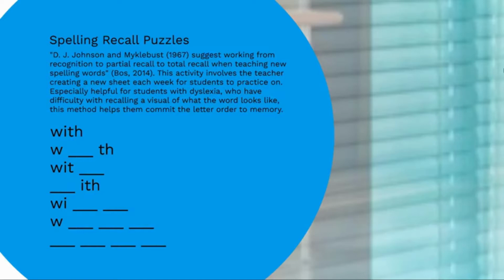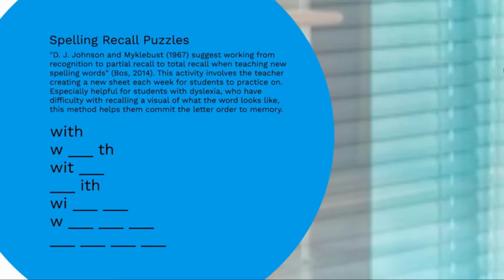So as you can see here, we're going to start out with the whole word, with, W-I-T-H. The next line will be W with a blank, T-H. The child will fill in the I. The next line, W-I-T, blank. The child will fill in H. The next line, blank, I-T-H. Next, W-I, blank, blank. Next, W, blank, blank, blank. And finally, all blanks where the child writes the word for us.